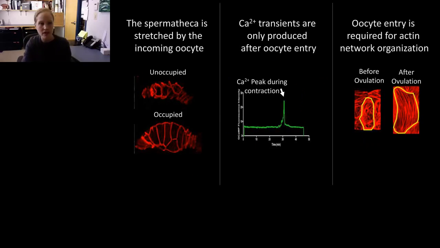So what we know up to this point is that the spermatheca becomes highly stretched during ovulation. We also know that during ovulation we have production of calcium transients that really peak at the onset of contraction. And we know that something about either cell stretch or calcium signaling or something to do with ovulation is required to go from this disorganized isotropic network seen in young animals to this highly organized, very parallel actin network seen in mature adults.